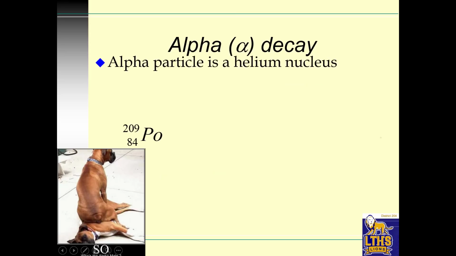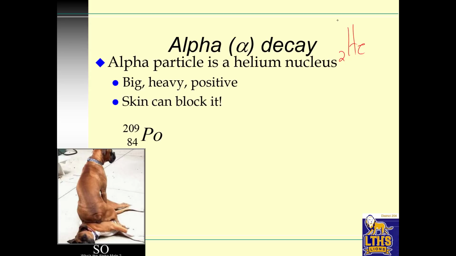So an alpha particle is a helium nucleus. Remember, helium is this happy little symbol right here. It's got a subscript of 2. It's big, heavy, and positive, and it's got a mass of 4. Now it's big, so that means it's hard to get in.